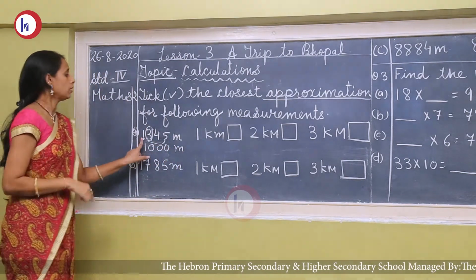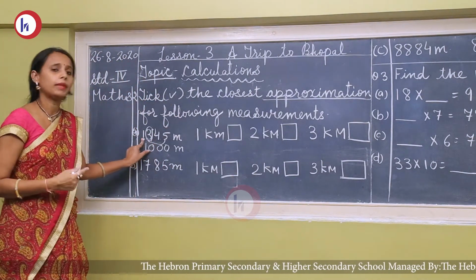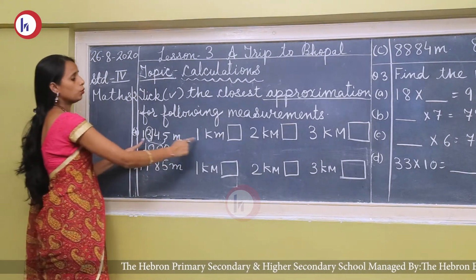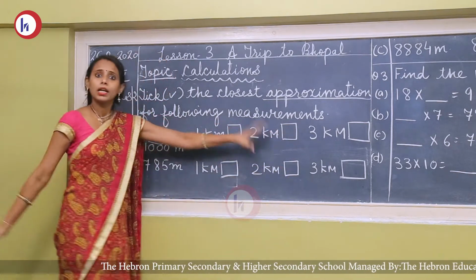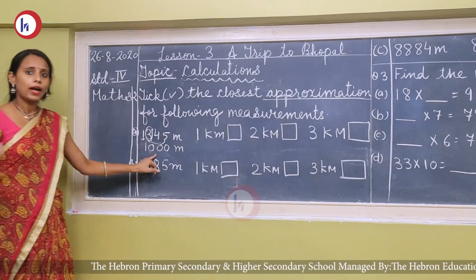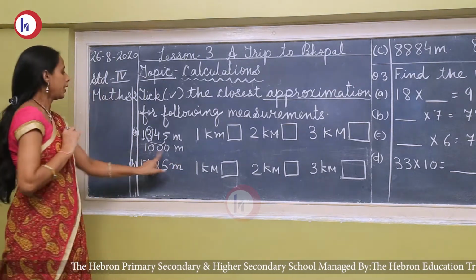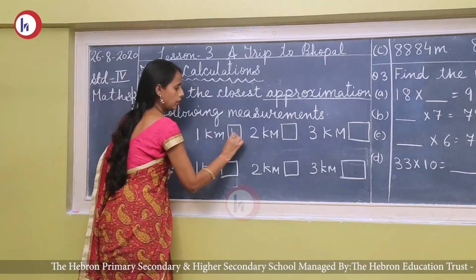Okay, so 1345 meter will be approximated by 1000 meter. We have to give the answer in kilometer, since the options are in kilometer. As we know, 1000 meter is equal to 1 kilometer. So here 1000 meter is equal to 1 kilometer.